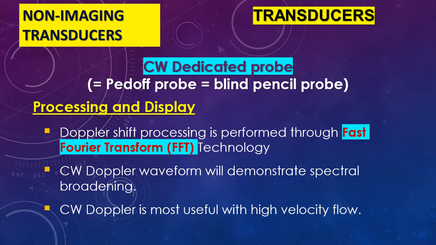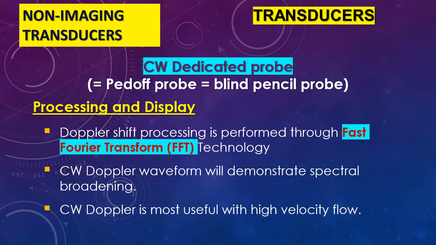Why? Because we mentioned that there is a wide sample volume, or the area of overlap. This area of overlap is sampling almost all the velocities of the vessel, starting from the very low velocity to the very high velocity. All of them are sampled, so I will get, for sure, spectral broadening.